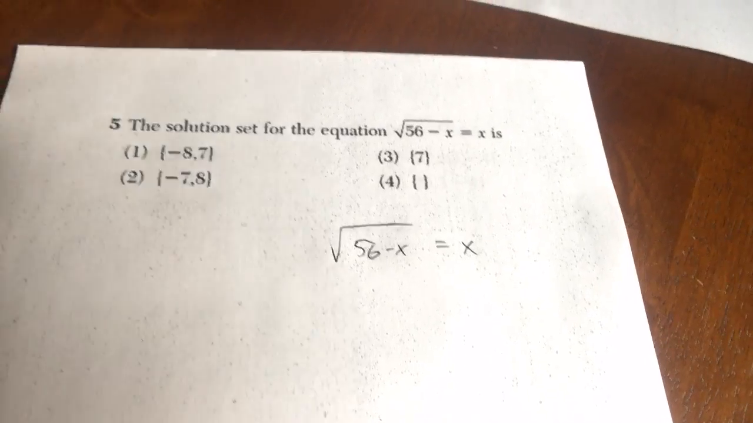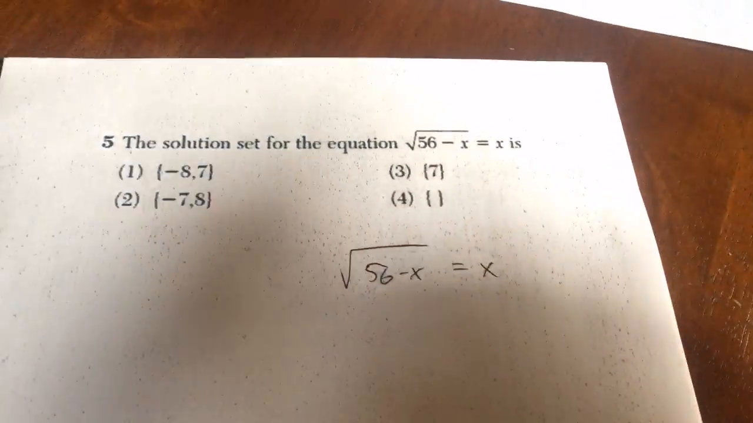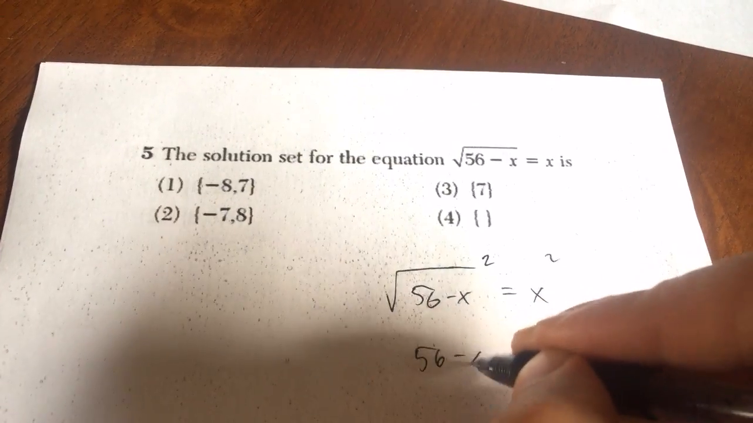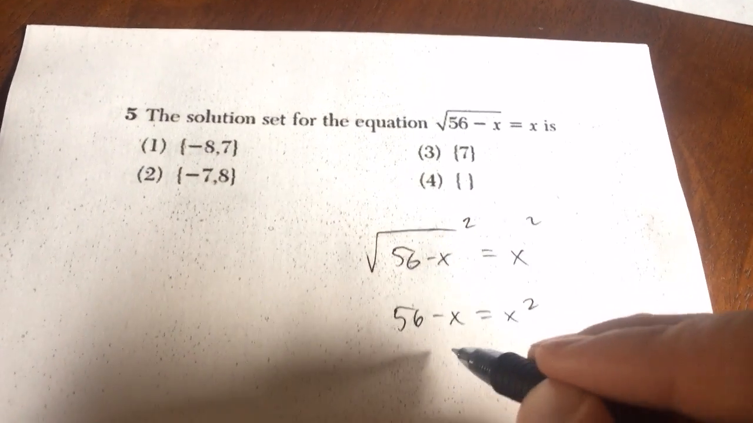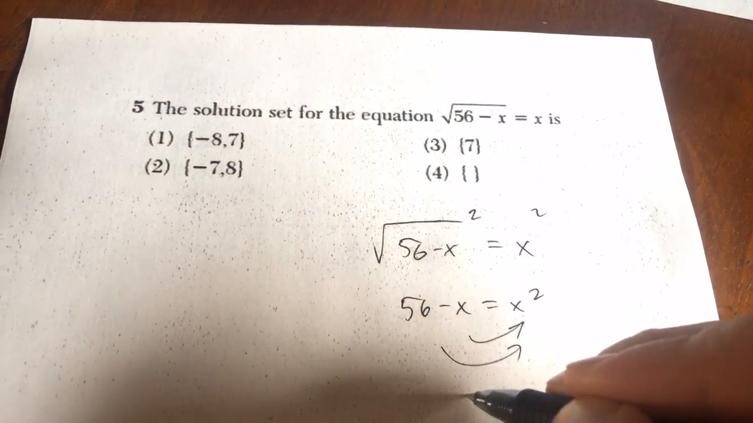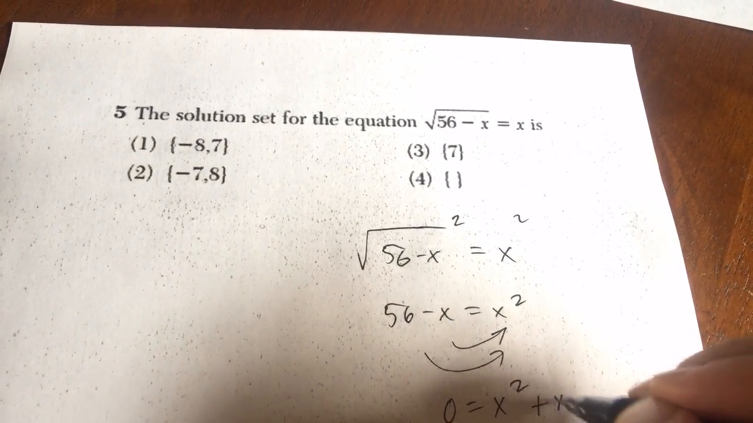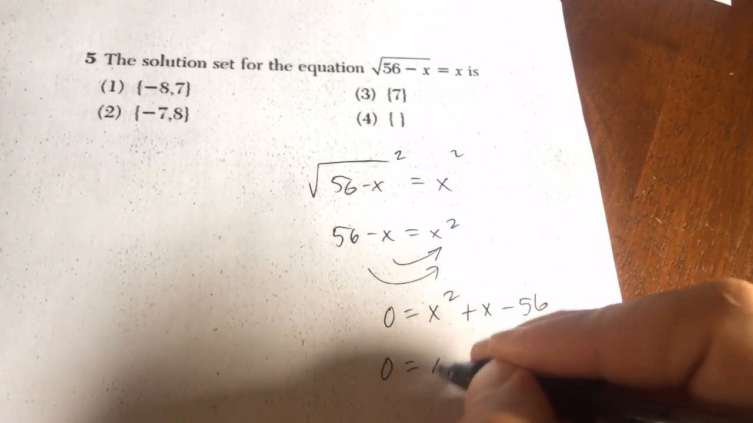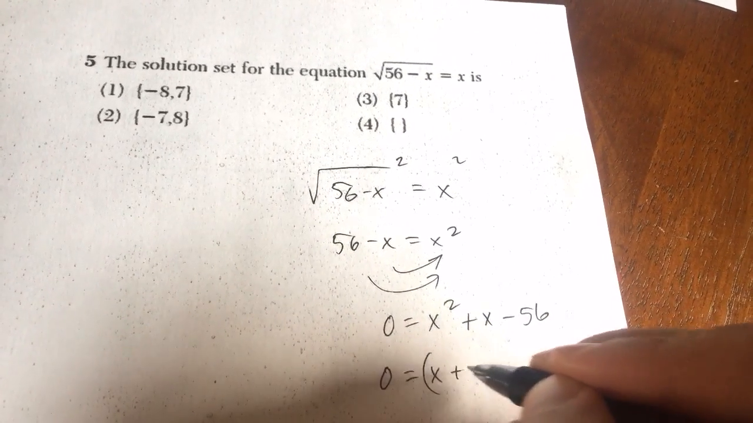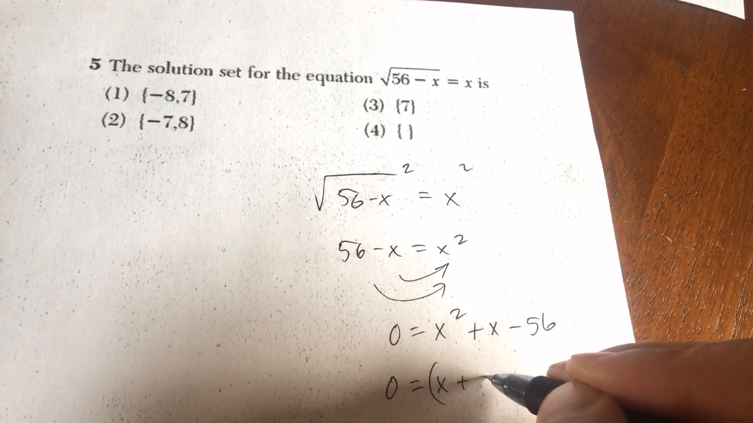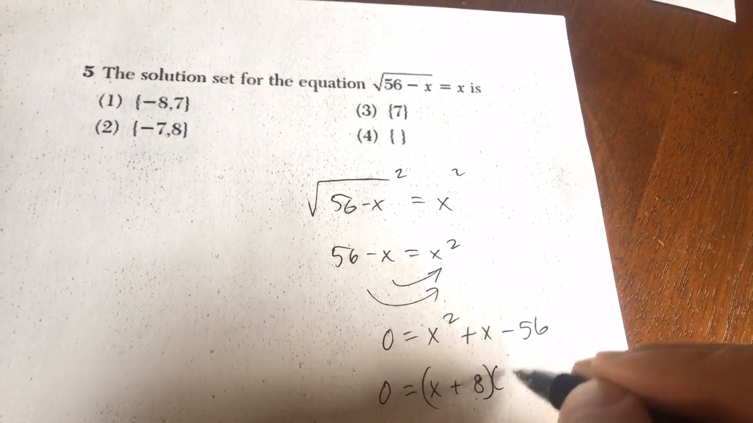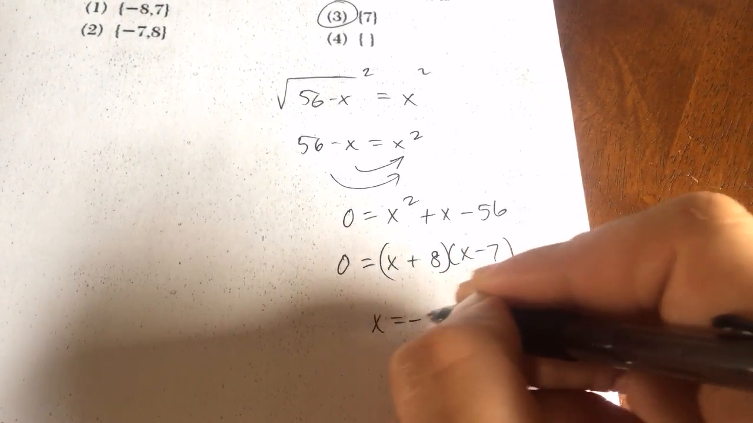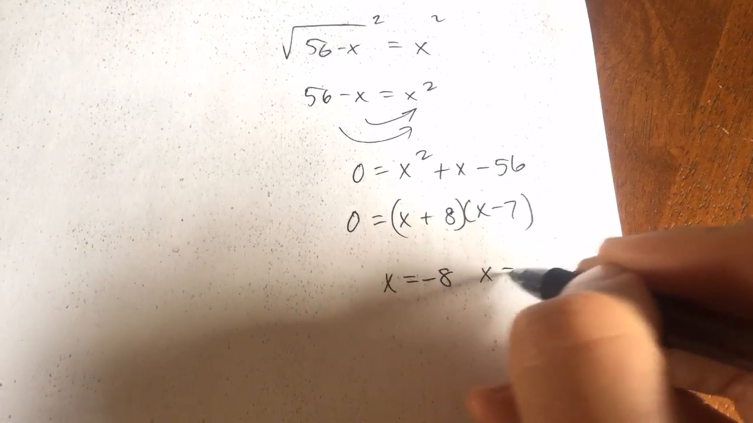Choice 3. To solve number 5, some easy ways you could do is just plug in these answers, but what I'm going to do is square both sides. I get 56 minus x equals x squared. Moving these terms to the other side, I should have 0 equals x squared plus x minus 56. It looks like this can be factored, so we'll say x plus 8 and x minus 7. Does that sound about right? Okay, so solving, you get x equals negative 8, x equals 7.